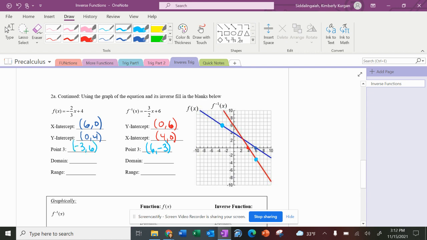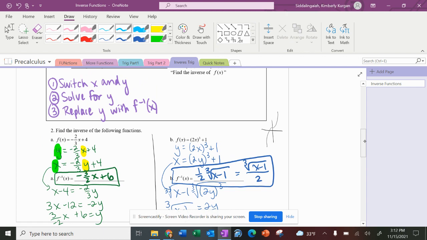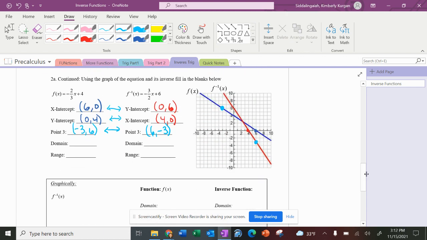Notice, just like we did algebraically, we're swapping x and y. It's kind of interesting, huh? If you're looking at that this way to this way, this way to this way, look at how these points all switch x and y. And that's what we did algebraically back here, remember? Step 1, switch x and y. So that's happening on the graph as well.